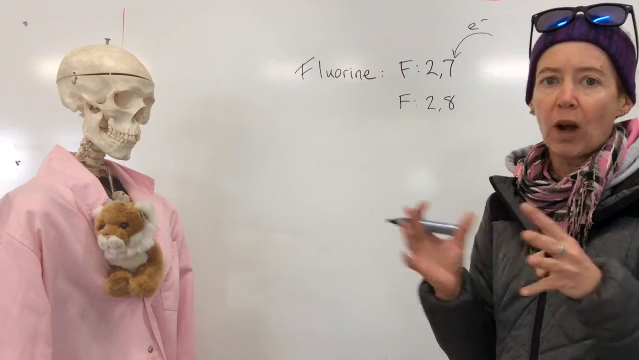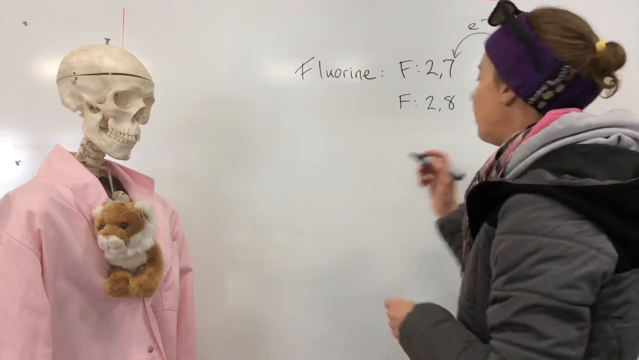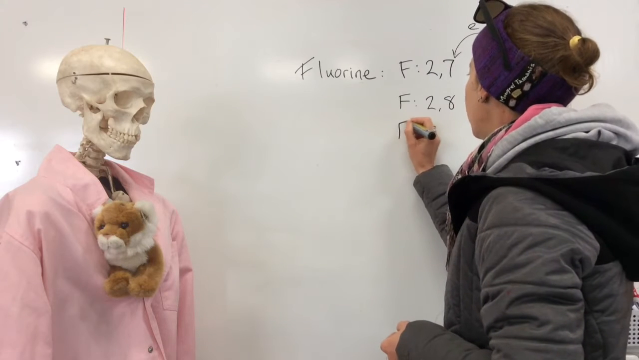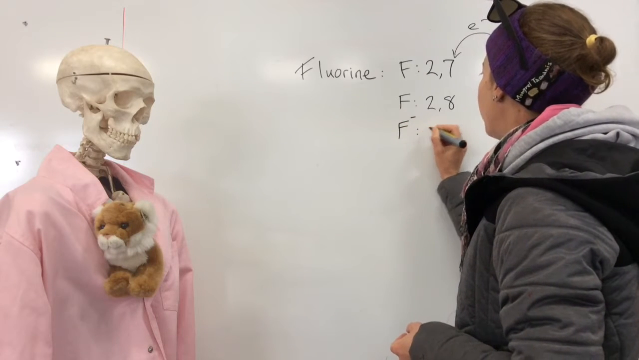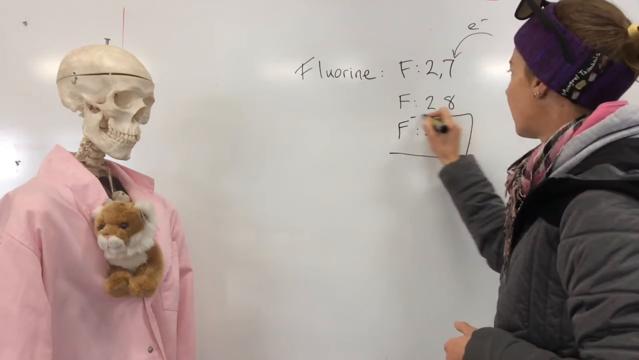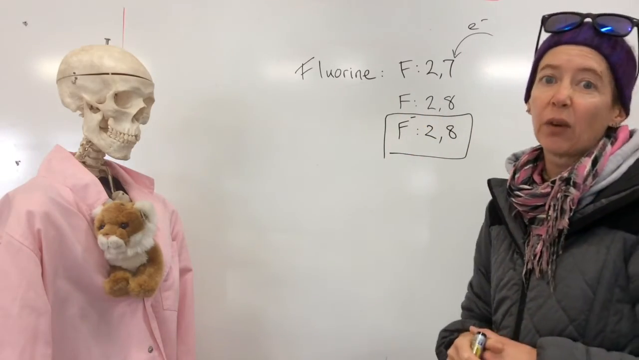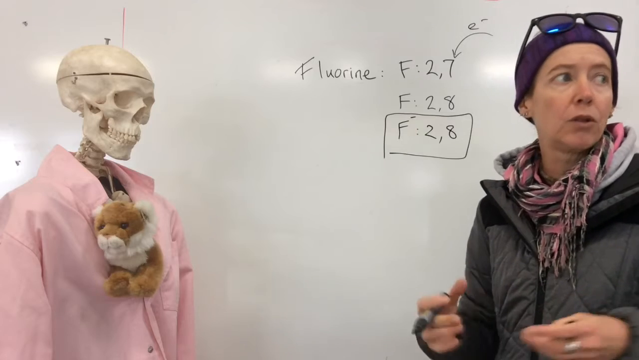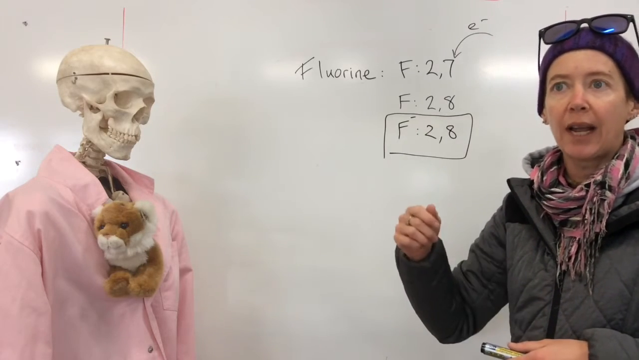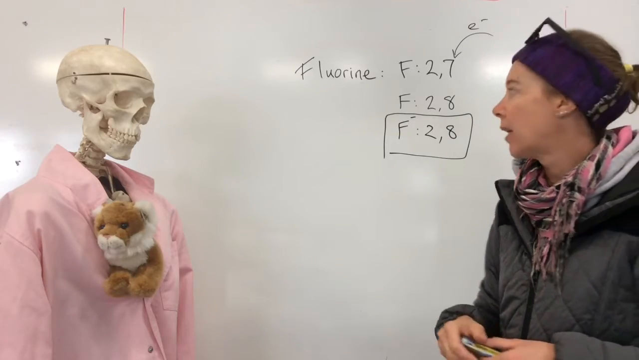Now, we don't write the number 1, okay? Because just having the charge there shows us that it's 1 negative. So it would actually be written as fluorine negative 2,8. Okay, and now it's not actually fluorine, it's fluoride. So remember the non-metals, the last part of their name will change from INE to IDE, and we end up with fluoride.